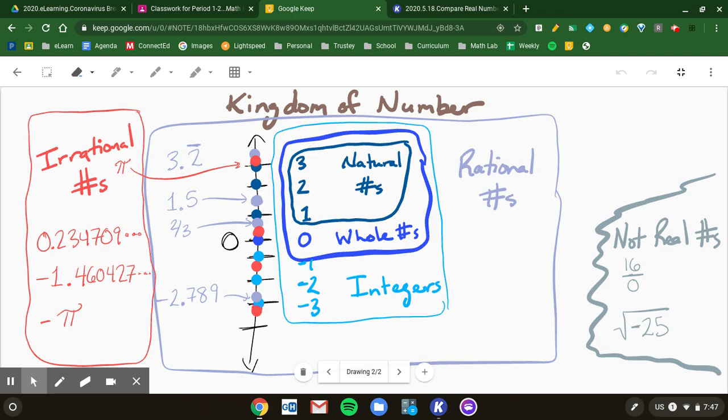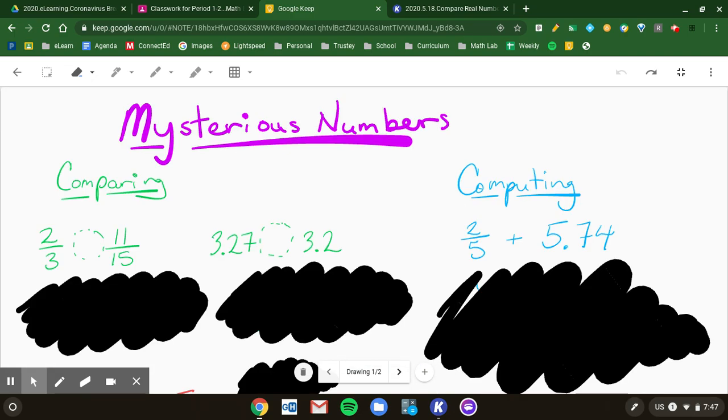And yes, there are numbers that are not even real off to the right side. 16 divided by 0. You can't split $16 into 0 parts. You can't take the square root of -25. It does not exist.